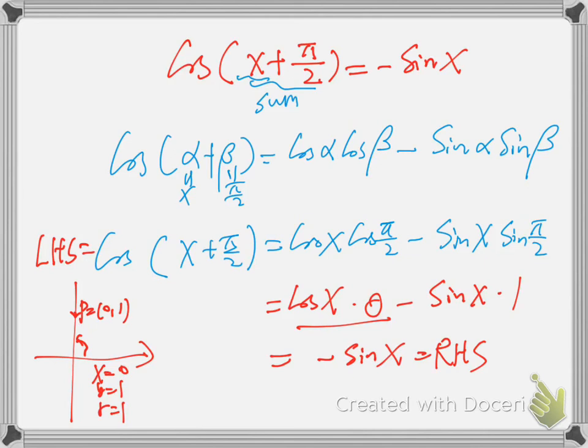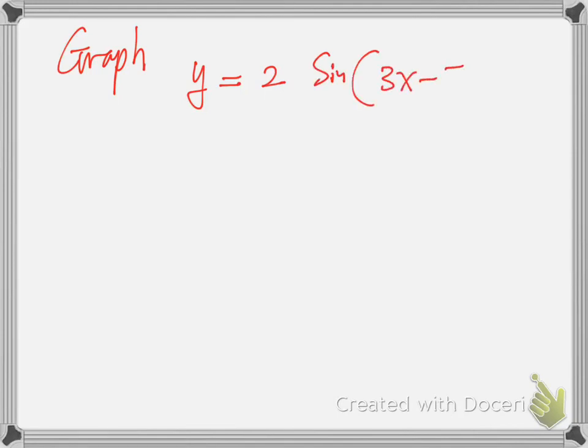The last question in this review list for quiz 4 is the graph question. We want to get the graph of y equals 2 sine of (3x minus pi). So what are A, B, and C? A is 2, B is 3, and C is pi. C is not important.